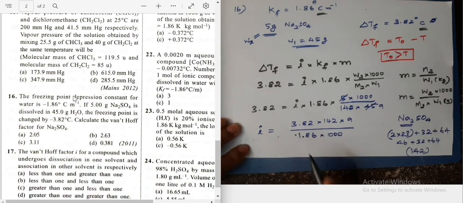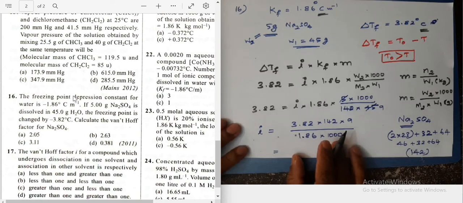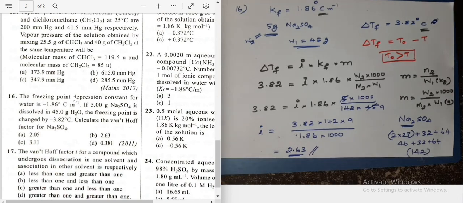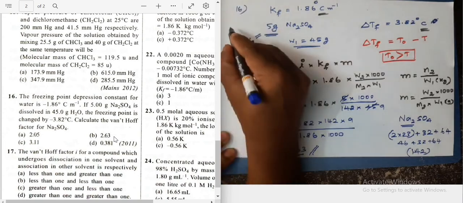Okay, so we need to simplify this, right? You just try to simplify this. I will write the answer directly. For this problem, the value that we get is 2.63. Van't Hoff factor is 2.63. Simplification I'll just leave it to you. It's quite easy, not that tough, so you can easily simplify. Van't Hoff factor is 2.63. So the correct option for question number 16 is option B.